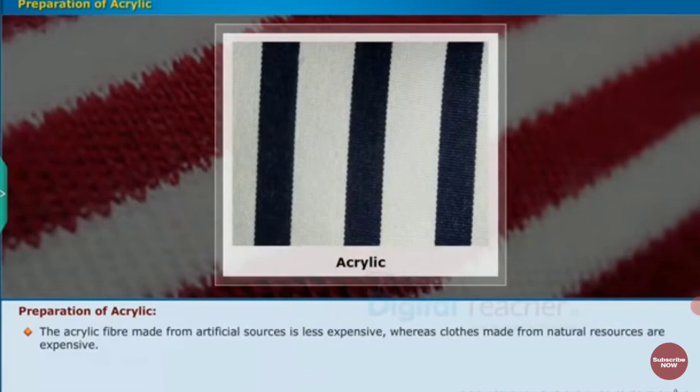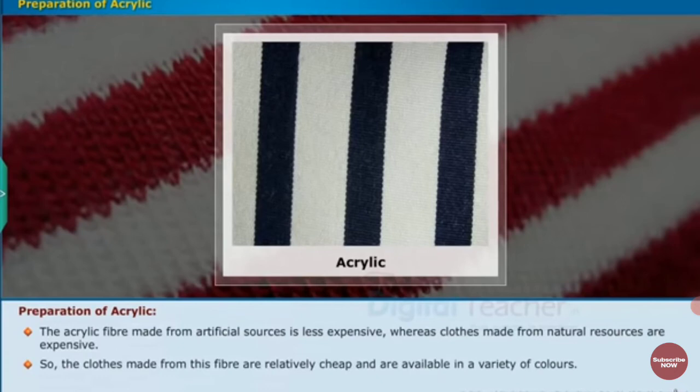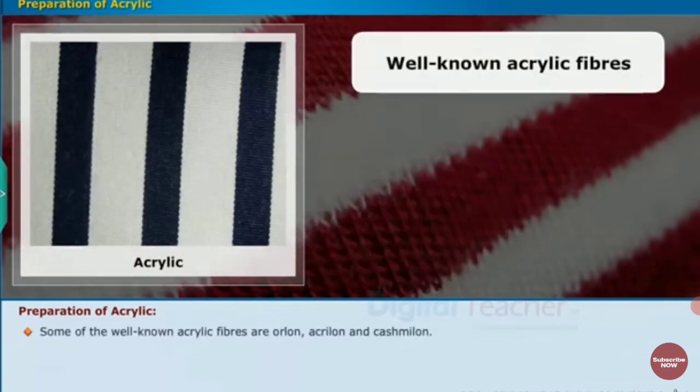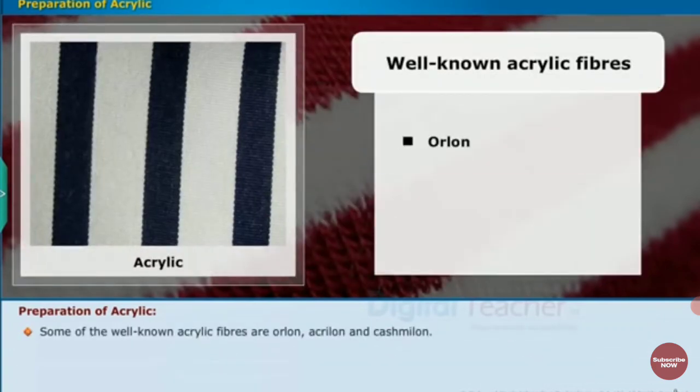The acrylic fiber made from artificial sources is less expensive, whereas clothes made from natural resources are expensive. So, the clothes made from this fiber are relatively cheap and are available in a variety of colors. It closely resembles wool in its properties. Some of the well-known acrylic fibers are Orlon, Acrilan, and Cashmilon.